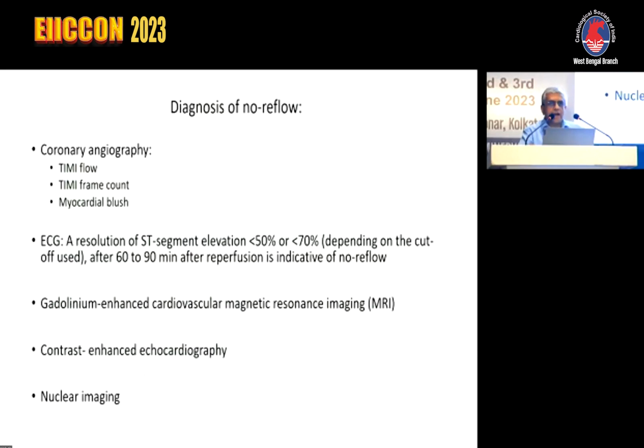Now, the diagnosis is usually done from coronary angiography. At times, when there is slow flow instead of no reflow, you can take note of the TIMI flow, the frame count, or the myocardial blush. If, say, you have thrombolysed the patient and you find there's no ECG resolution or resolution less than 50% after, say, 60 to 90 minutes, then you can say it's indicative of no reflow. And also there are other ways to do it, like gadolinium contrast enhanced cardiac MRI, contrast echo, or nuclear imaging.